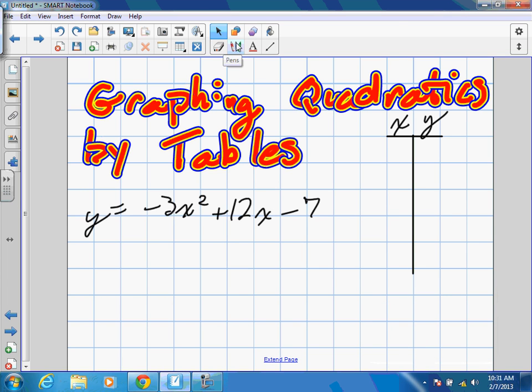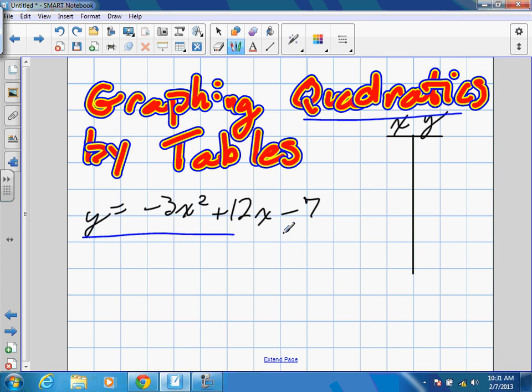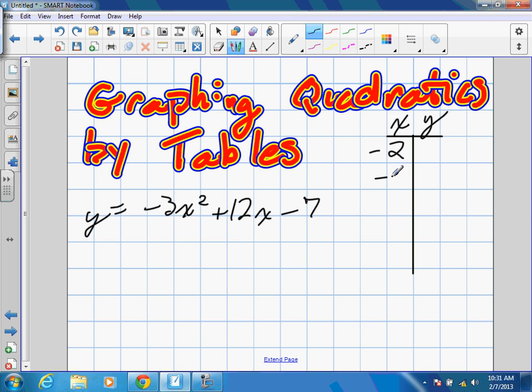Okay, again we're using graphing by tables, but the difference here is we're going to be graphing a quadratic equation. So there's a little more math involved in this one. Same idea. What I'm going to do to start is work with these same values because they're roughly around the y-axis.